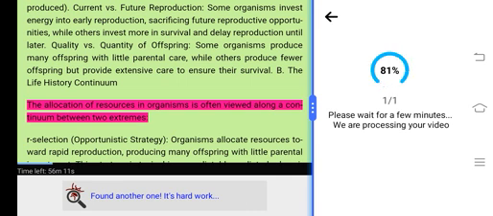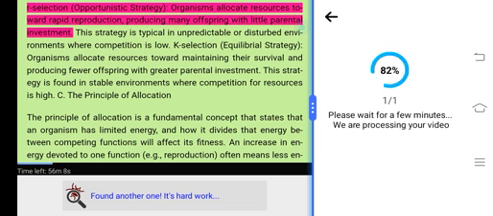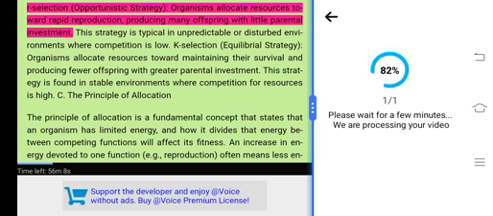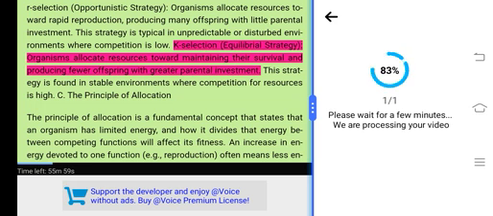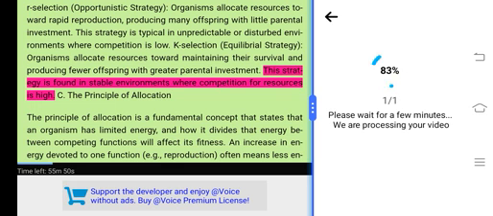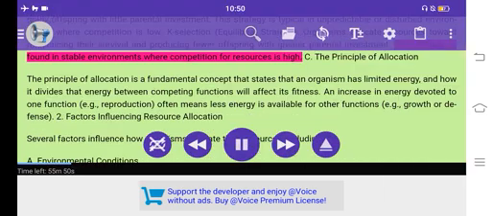B. The life history continuum. The allocation of resources in organisms is often viewed along a continuum between two extremes. R selection, the opportunistic strategy: organisms allocate resources toward rapid reproduction, producing many offspring with little parental investment. This strategy is typical in unpredictable or disturbed environments where competition is low. K selection, the equilibrial strategy: organisms allocate resources toward maintaining their survival and producing fewer offspring with greater parental investment. This strategy is found in stable environments where competition for resources is high.